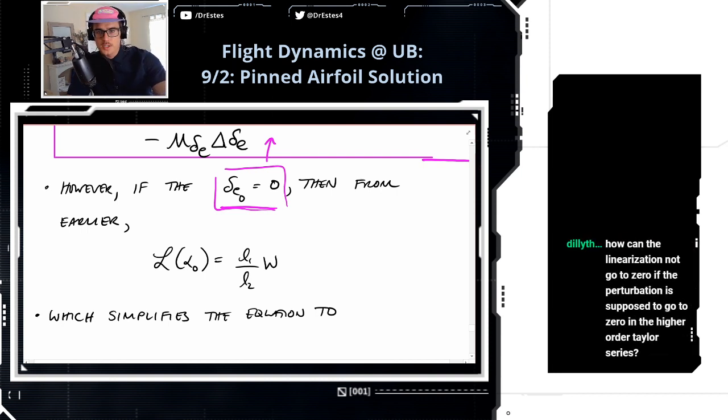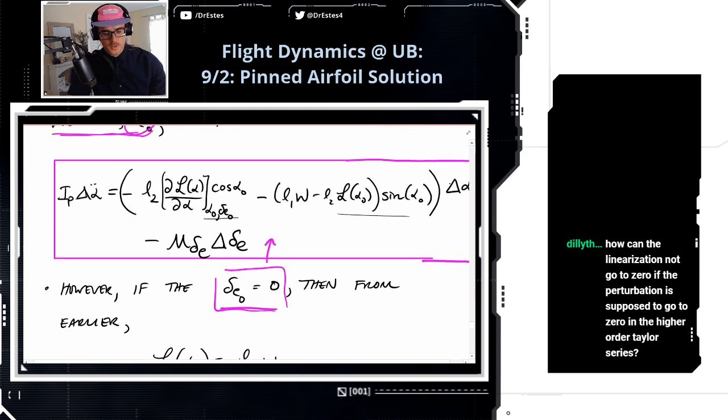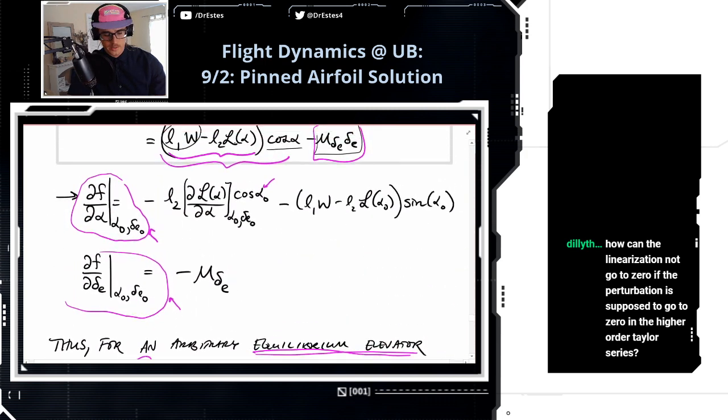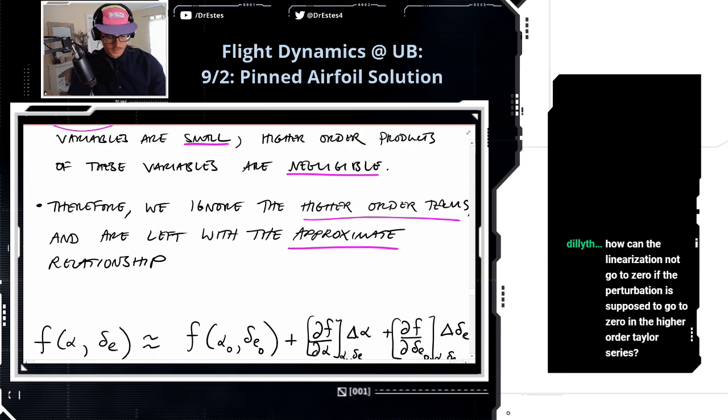How can the linearization not go to 0 if the perturbation is supposed to go to 0 in the higher order Taylor series? Well, I don't know. Are you talking about the perturbation variables, like these deltas? Let's go up here. Let's go to the Taylor series.